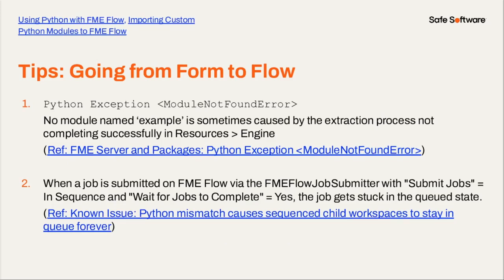And then the last tip here is going from Form to Flow. These are two common issues you may encounter when publishing your Python packages to Flow. The first is the no module named error, like the example we saw with PyFiglet. It can be caused by the extraction process not completing successfully in the resources engine. So either you have to re-import it or just be a little patient there. There's more information at that link. And the second one is when a job is submitted on FME Flow via the FME Flow job submitter with submit jobs, which is another issue, and we've linked more information with that article.